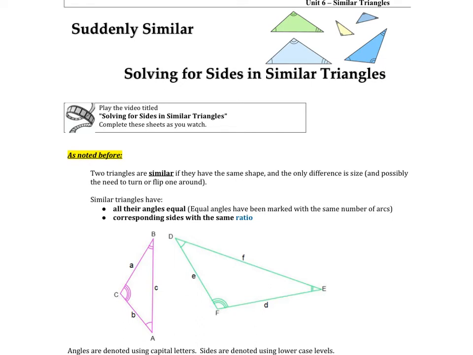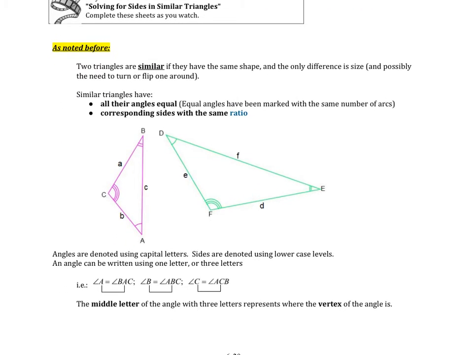In this video, we're going to look at how to actually solve for sides in similar triangles, because then we can connect that to application problems that occur in real life. Okay, so just to recap, triangles are similar if they have the same shape. The only difference is their size, really.